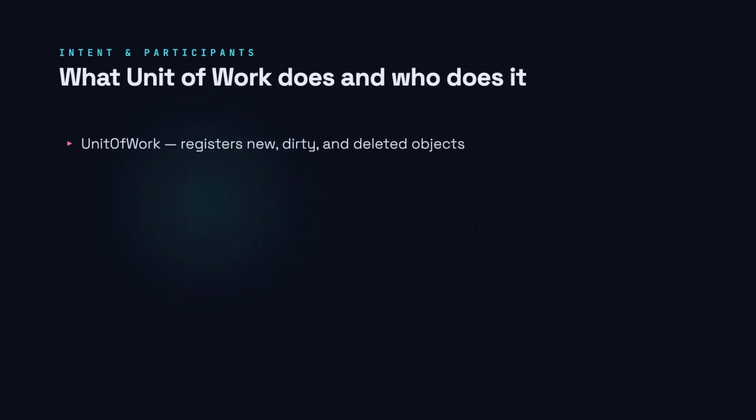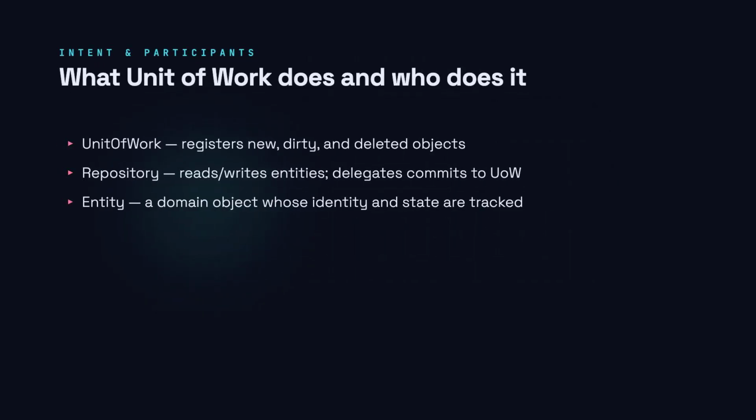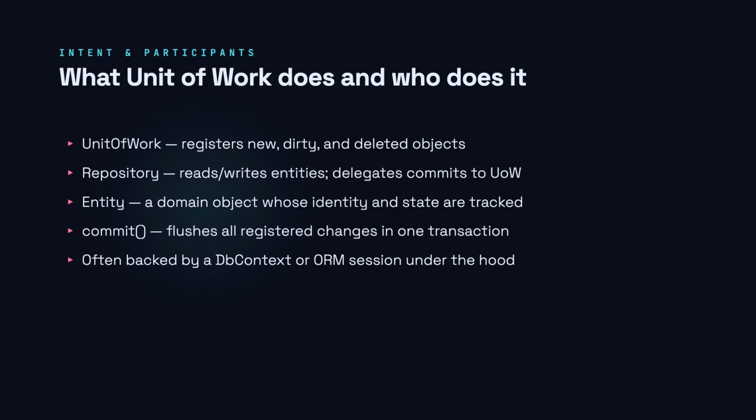The unit of work pattern maintains 3 internal lists: objects that are new and need to be inserted, objects that are dirty, meaning they were loaded and then modified, and objects that are marked for deletion. Repositories use the unit of work to register changes rather than executing SQL themselves. When business logic is done, a single call to commit sends everything to the database inside one transaction, guaranteeing atomicity.